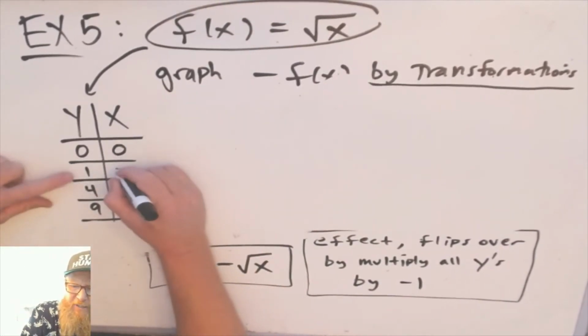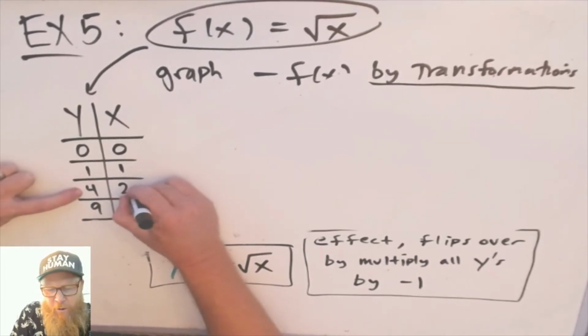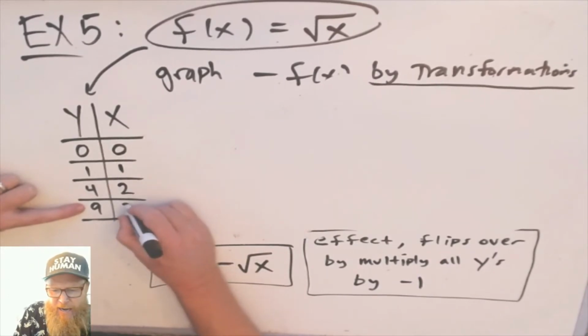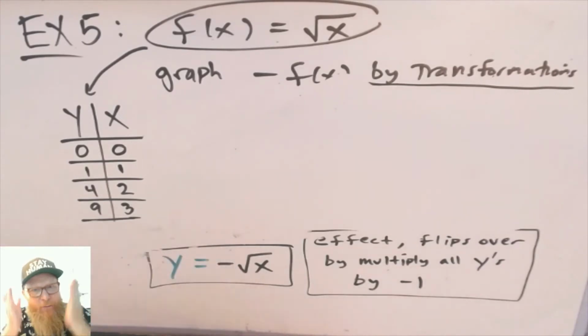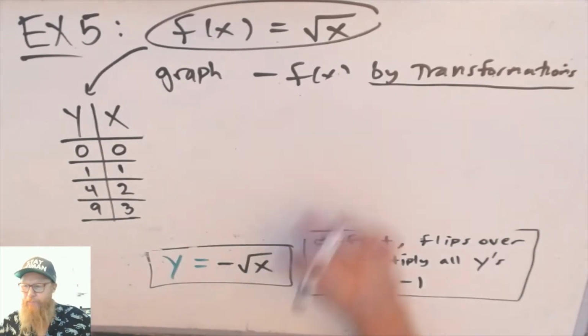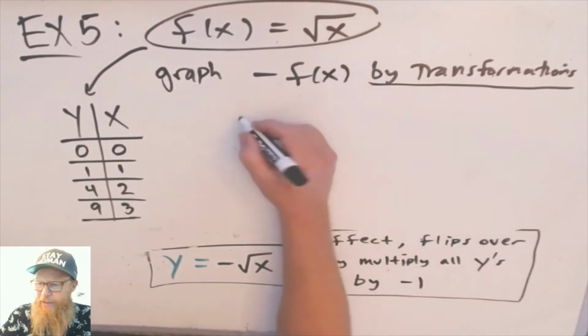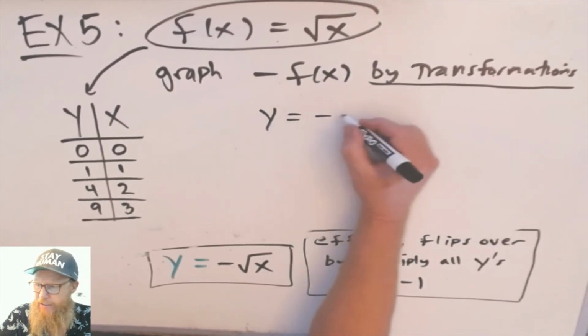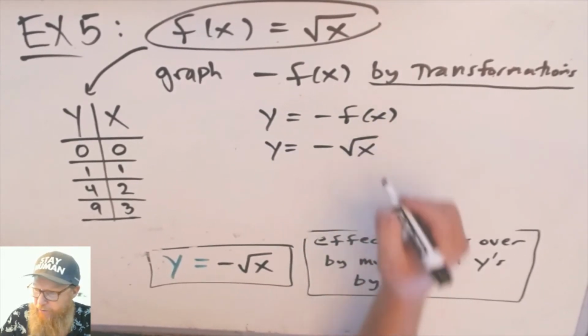So square root of 0 is 0. Square root of 1 is 1. 4, square root becomes 2. 9, square root becomes 3. Notice we're not doing plus or minus the square root. We're doing what's called the principal square root. Otherwise, it wouldn't be a function. All right. So y equals -f of x. So that's negative the square root of x.